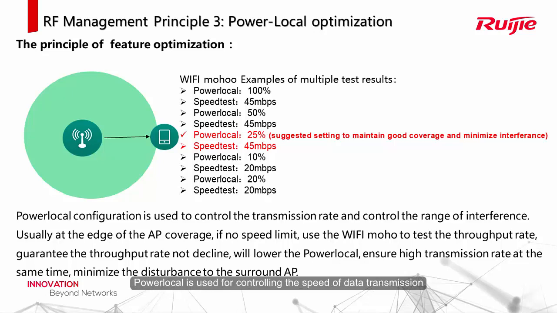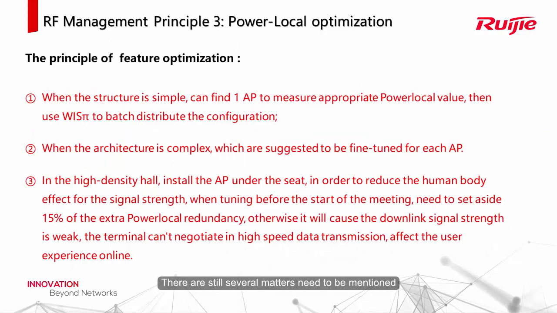Power local is used for controlling the speed of data transmission, usually at the edge of the AP coverage. If the speed is lower, use the Wi-Fi module to test the throughput rate. We'll lower the power local, guaranteeing the throughput rate does not decline. Ensure high transmission rate, and at the same time minimize the disturbance to the surrounding AP. There are still several matters needed to be mentioned.